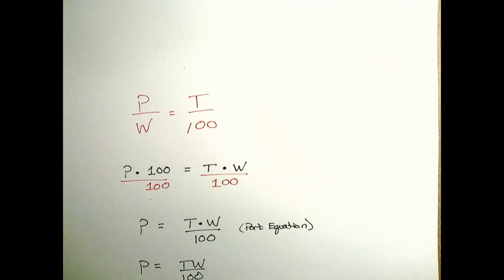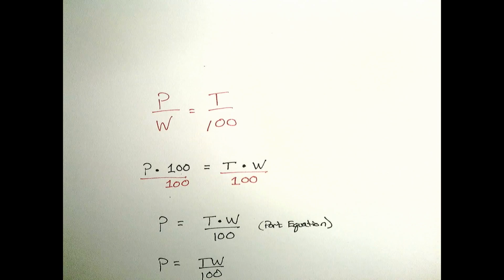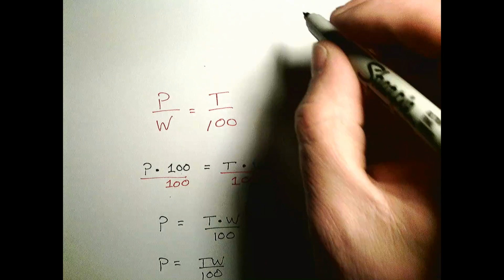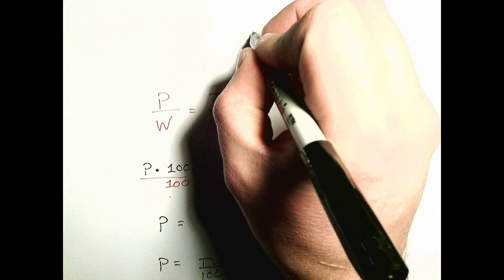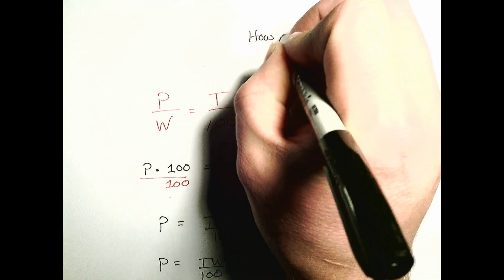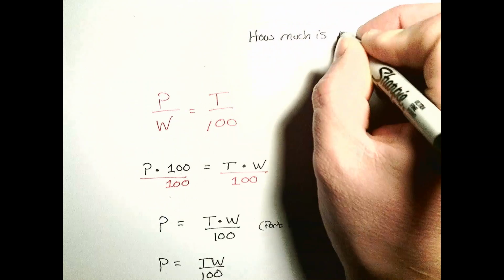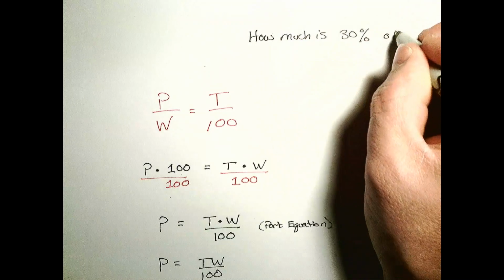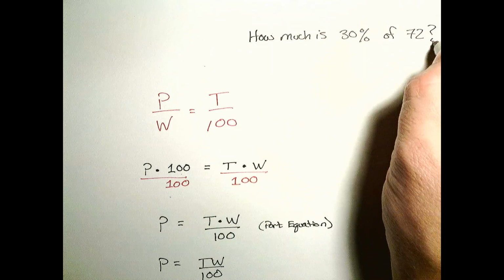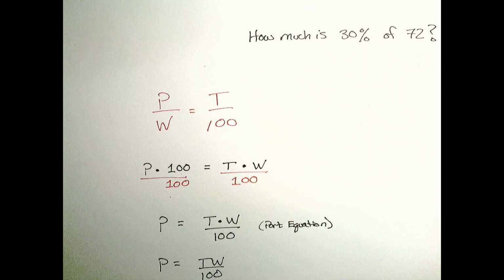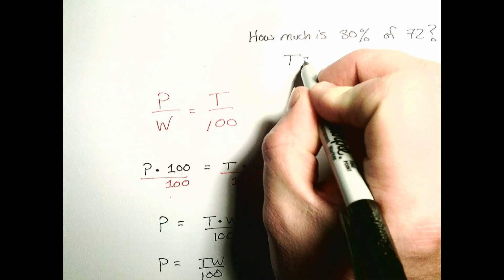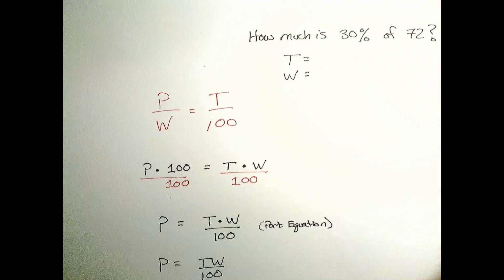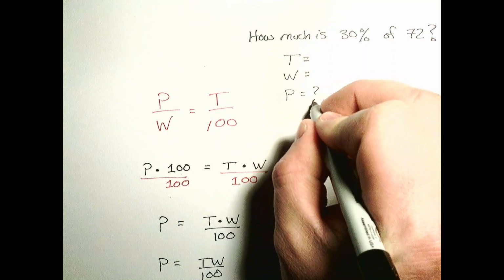Right. So let's use this one real quick, if I want you to find the part. I'll just give you a quick equation: how much is 30% of 72? In this particular question, what am I given? The percent and the whole. I'm given the percent and the whole, and I need to find the part.